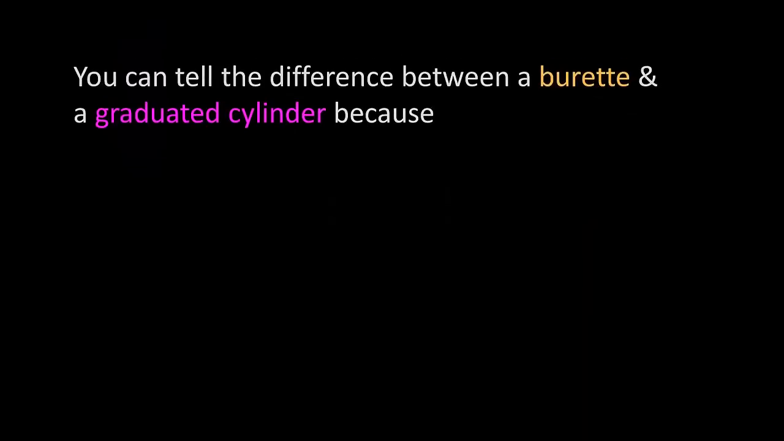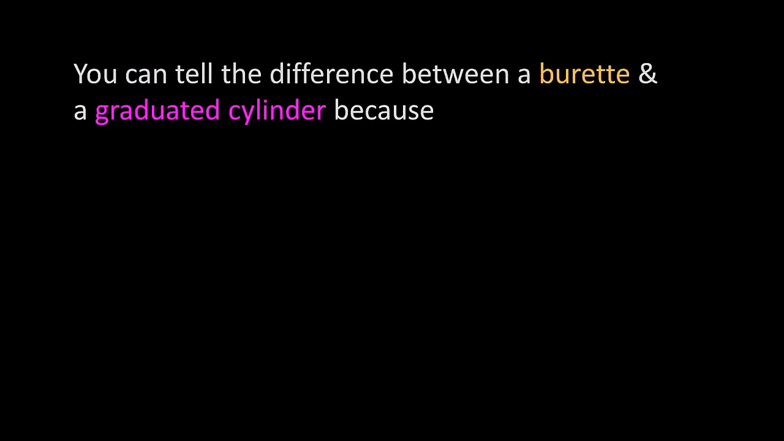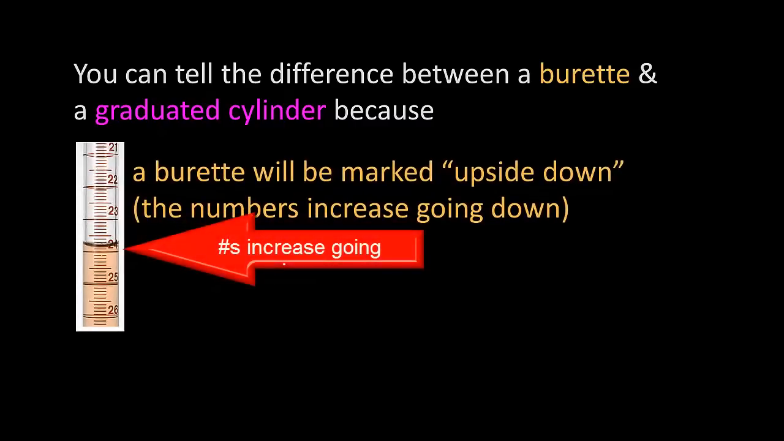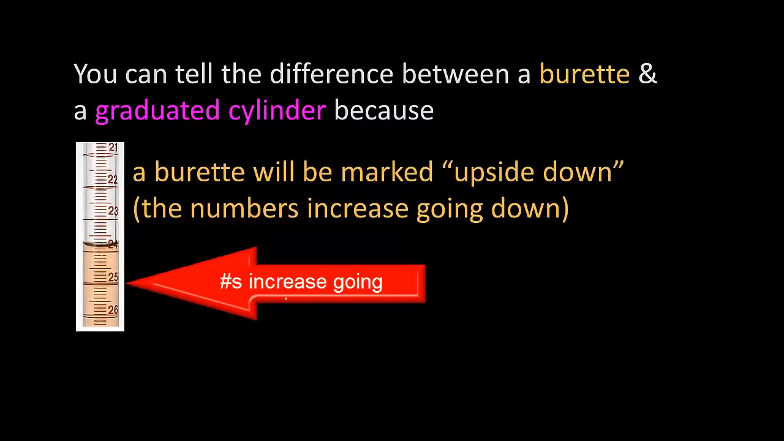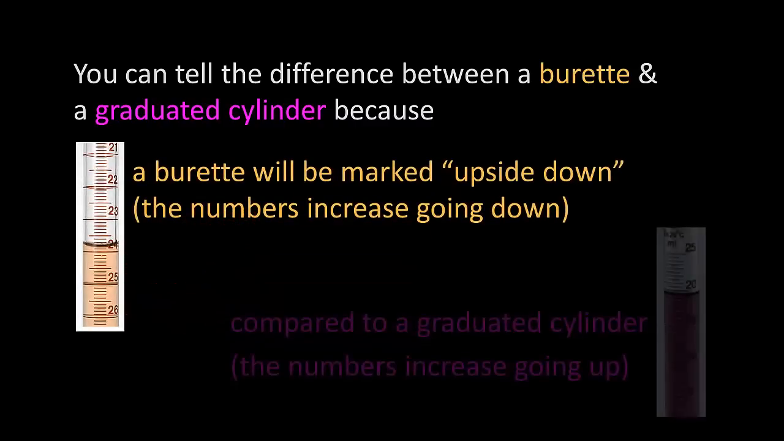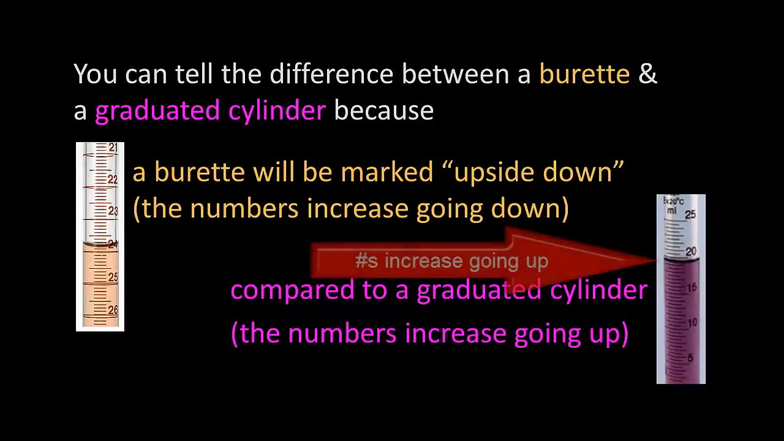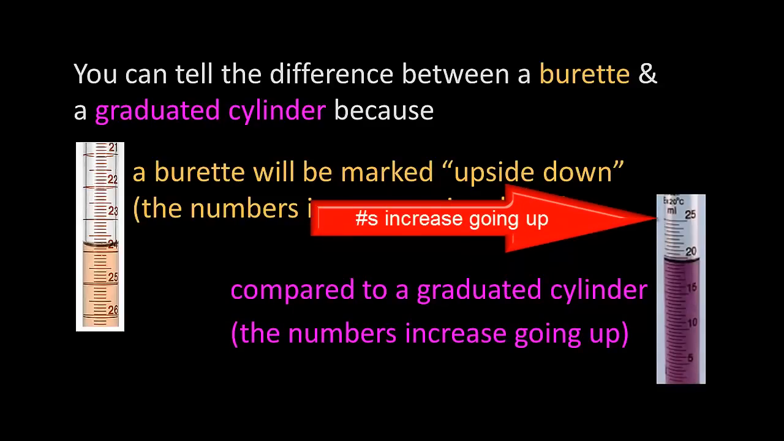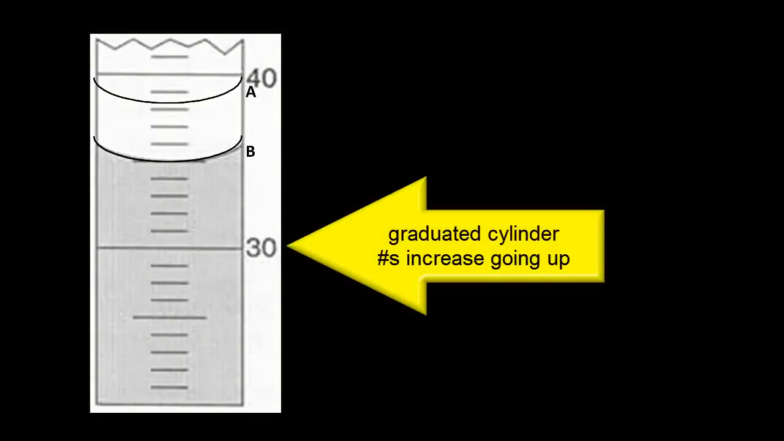You can tell the difference between the two because a burette is marked upside down, or the numbers increase when you go down the burette. A graduated cylinder's numbers increase as you go up the cylinder. Let's take a measurement. This is a graduated cylinder because the markings are increasing as you go up.